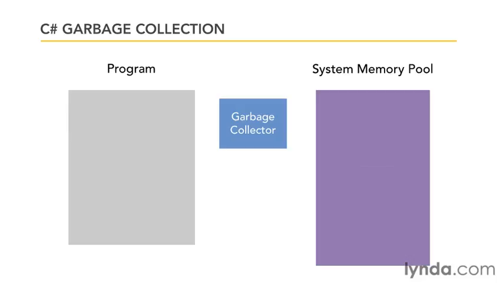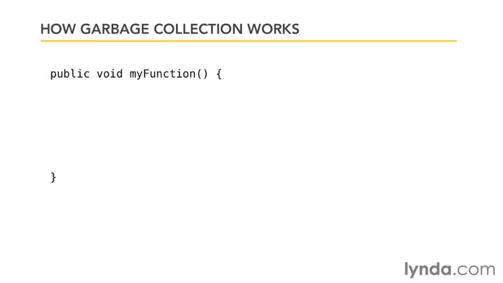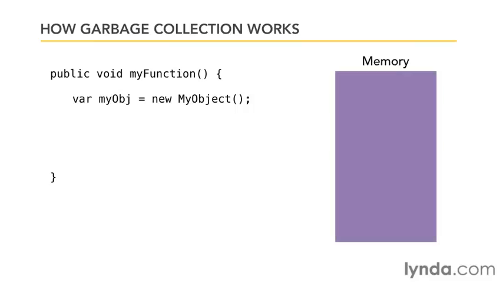So let's take a look at how garbage collection works. Suppose we have a function, looks like this, it's called myFunction. And inside myFunction, I've got this new my object. Well, out in the system memory pool, when I do that, a block of memory is going to be allocated that holds my object. That creates what's called a reference. That myObj variable that you created inside your function is now going to hold a reference to that memory location.